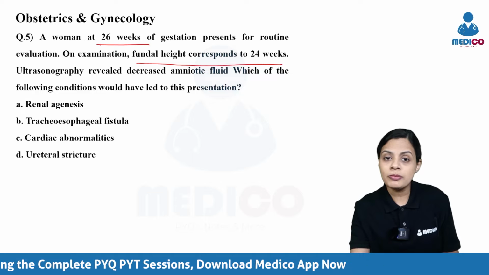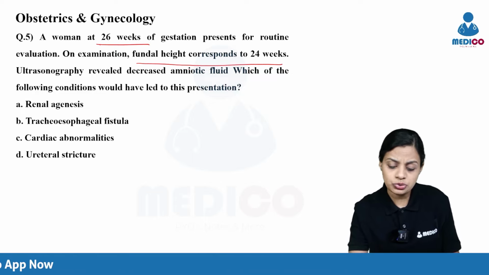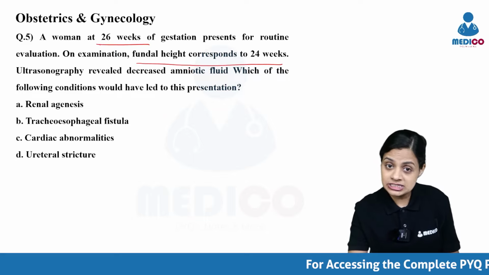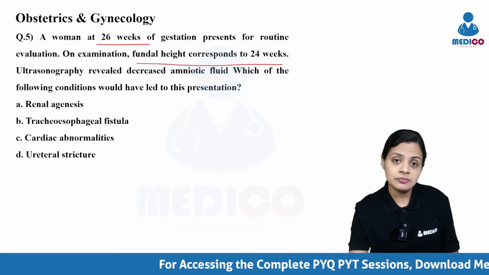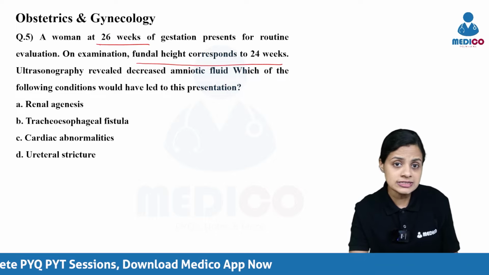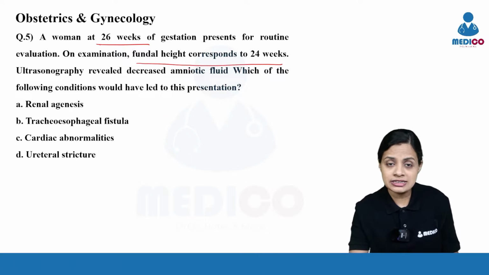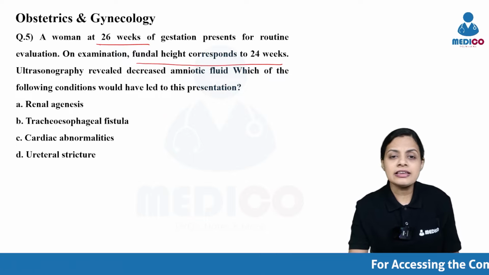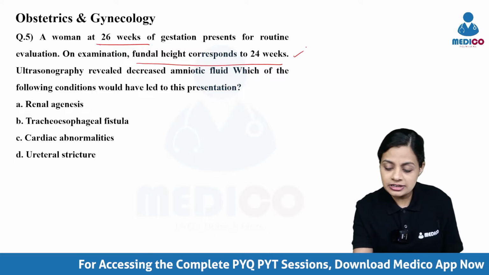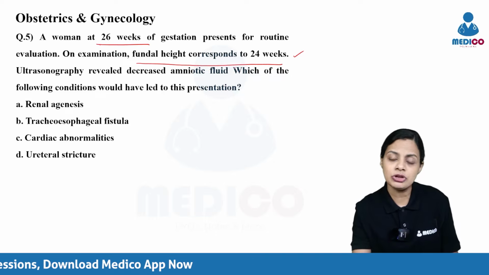Now we are coming to abnormalities of the fluid. When a woman comes to you and you measure the fundal height, you find the fundal height is less than expected. There are two things that you will suspect. Or if the fundal height is more than expected, again two things that you will commonly suspect. First, the baby is small or the baby is big, as the case may be, and second, the liquor is reduced. So here the fundal height corresponds to 24 weeks. Ultrasound has been done. It reveals decreased amniotic fluid.